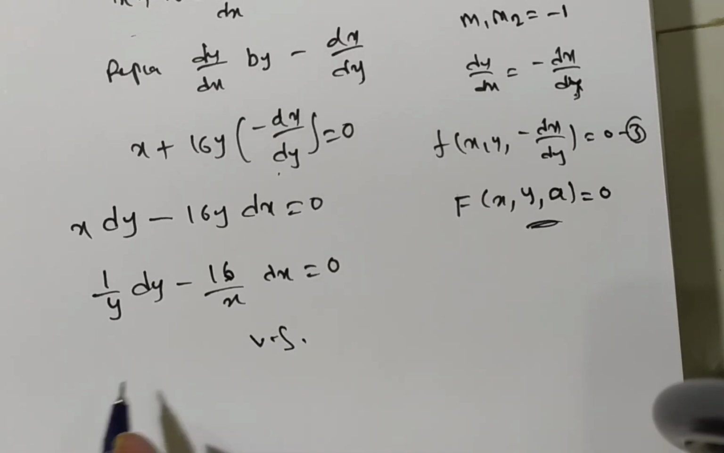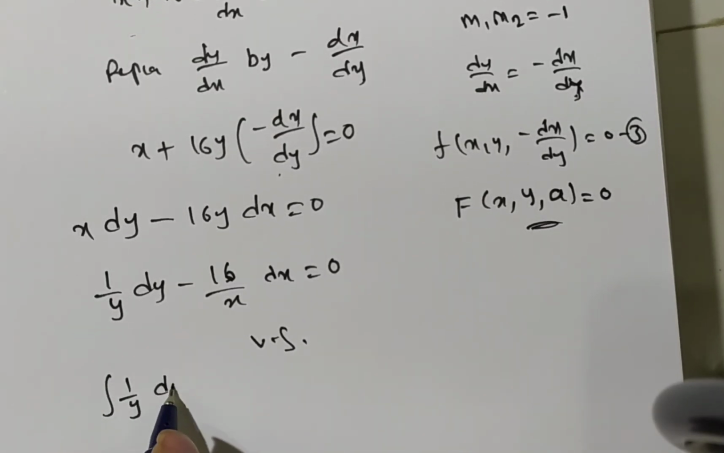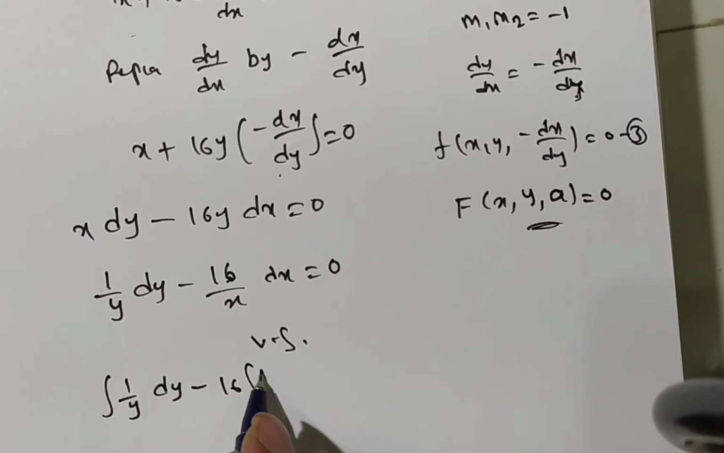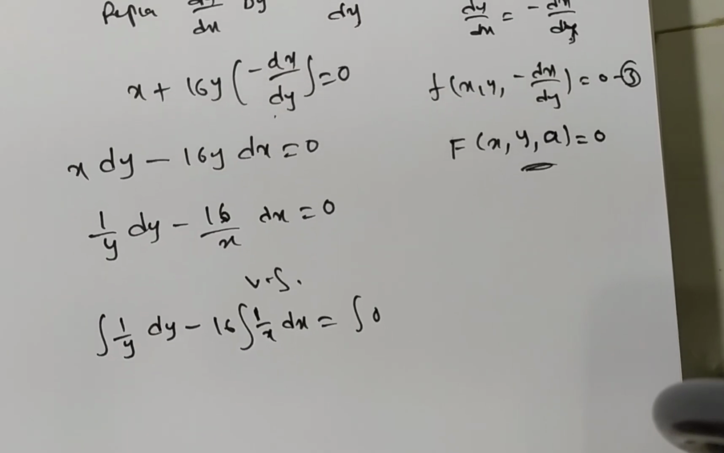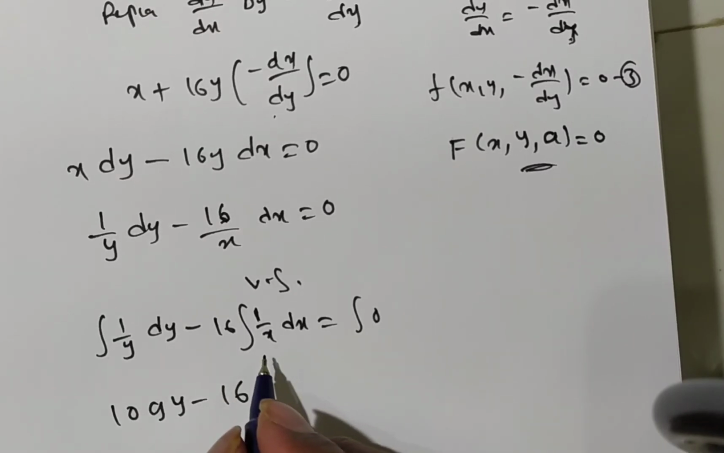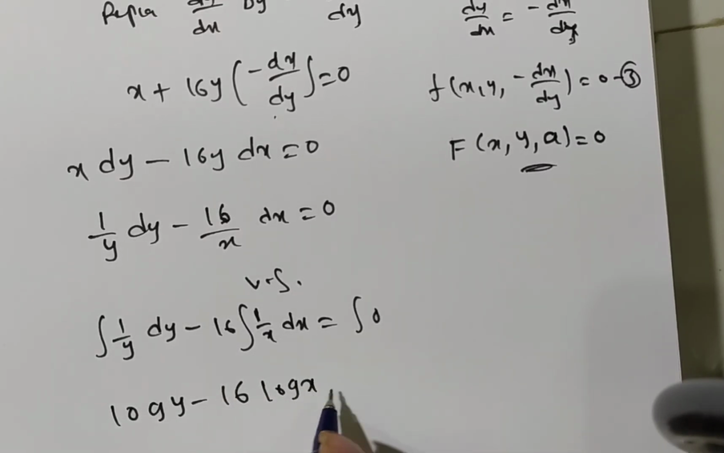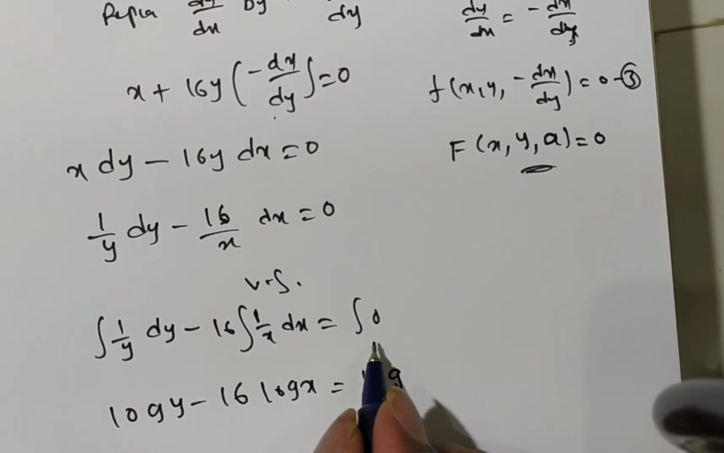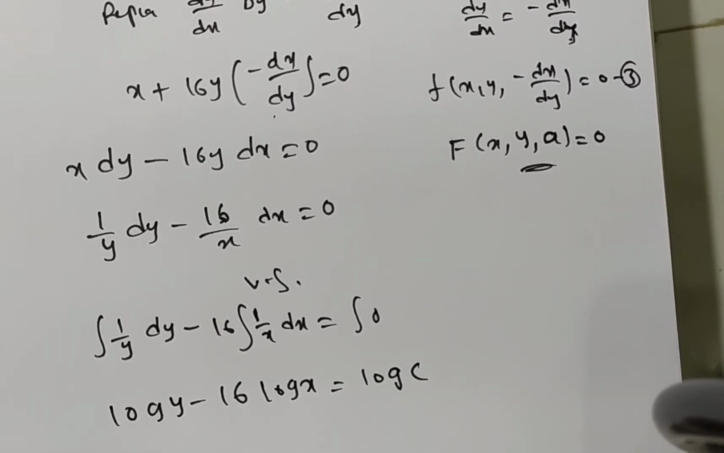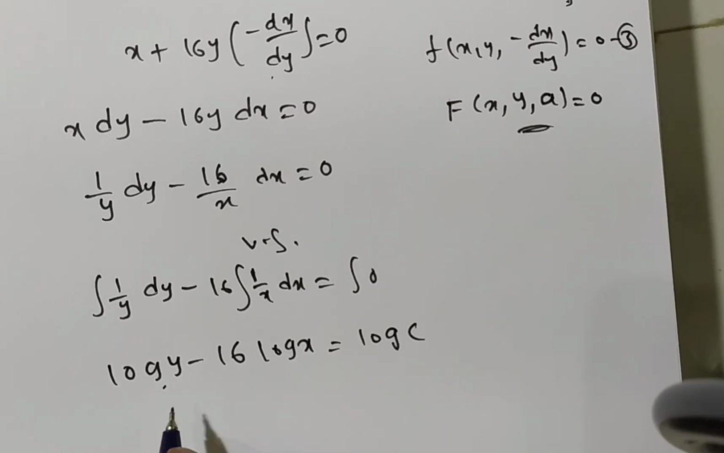Integrating on both sides, the integral of 1 by y dy minus 16 times the integral of 1 by x dx is equal to the integral of 0. If you simplify this, you will have the integration of 1 by y is log y minus 16 into the integration of 1 by x, log x, is equal to a constant, which we write as log c. Now, log a minus log b we can write as log of a by b.